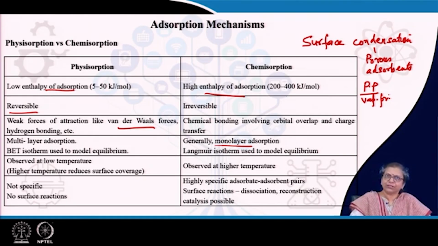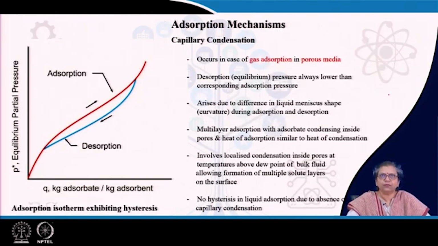As we increase the pressure, what happens? Moment we increase the pressure, under that condition we find that the adsorbate, when it is adsorbed on the solid and then it goes into the pores, and inside the pores the condensation occurs. And when the condensation occurs inside the pores, quite naturally the heat of adsorption becomes similar to the heat of condensation. And this particular process is known as capillary condensation. Can you tell me why this occurs?